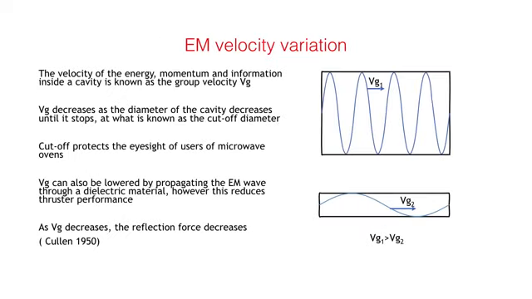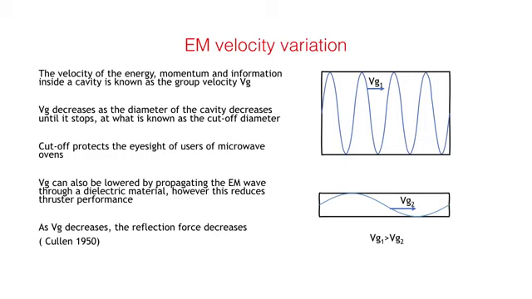Vg is the group velocity of the energy, momentum and information in any guided wave structure. In a circular cavity, Vg varies with the diameter of the cavity and decreases with decreasing diameter until the velocity is zero. This is known as the cutoff point. The holes in the protective screen of a microwave oven door are a good example of this effect, as they are well below cutoff diameter for the operating frequency of the oven, but above that for visible light.